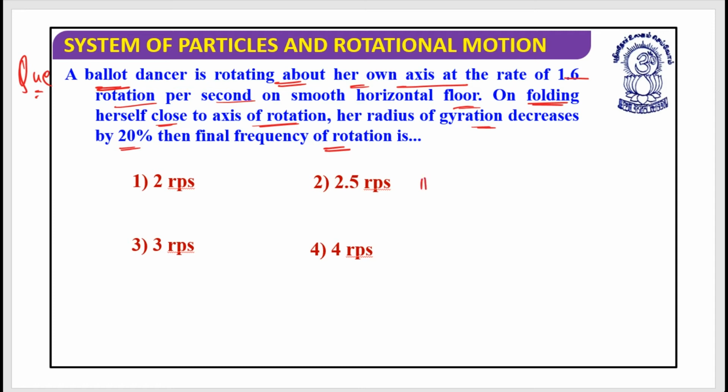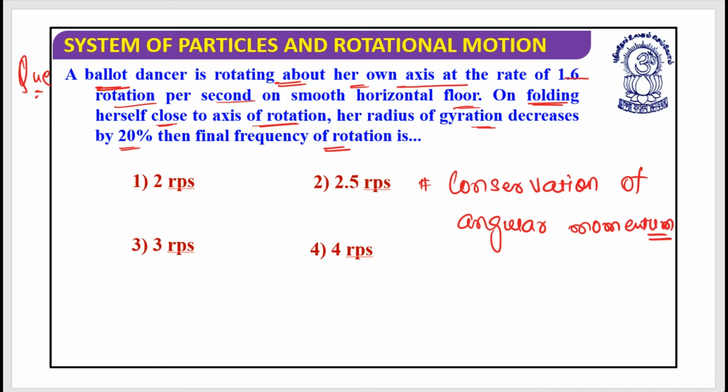Again, this is the case of conservation of angular momentum. While I say angular momentum will be conserved, I understand that initial angular momentum would be equal to final angular momentum. Now in this case, they have given the rotations per second, and they were talking about the radius of gyration. So how will I do this?